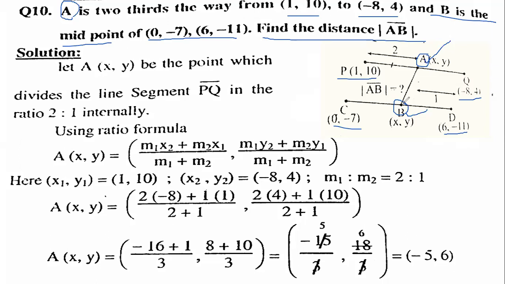I have explained this question in detail. Now we are moving to start its solution. Now concentrate on the solution. Solution: let A(x, y) be the point which divides this line segment PQ in the ratio 2:1 internally.